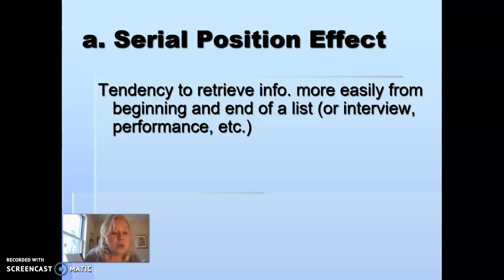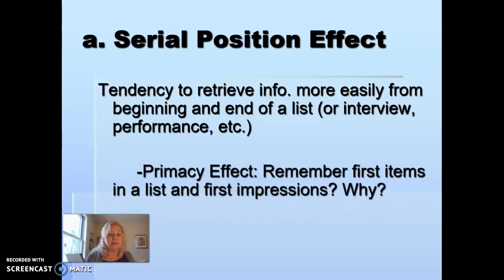Although nowadays we're not shaking hands so much, but maybe when this coronavirus is over, or maybe that will permanently change. But nevertheless, at least introduce yourself and look the person in the eye. This is called the primacy effect. We remember both the first items in a list and our first impressions.